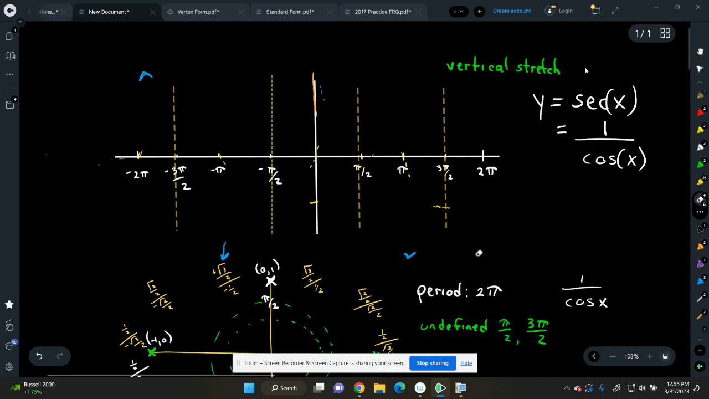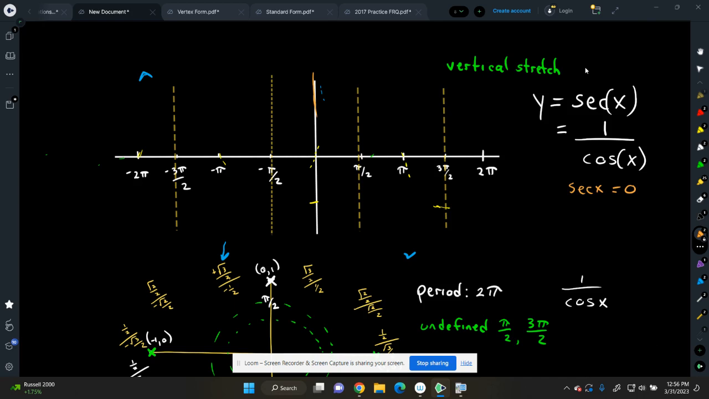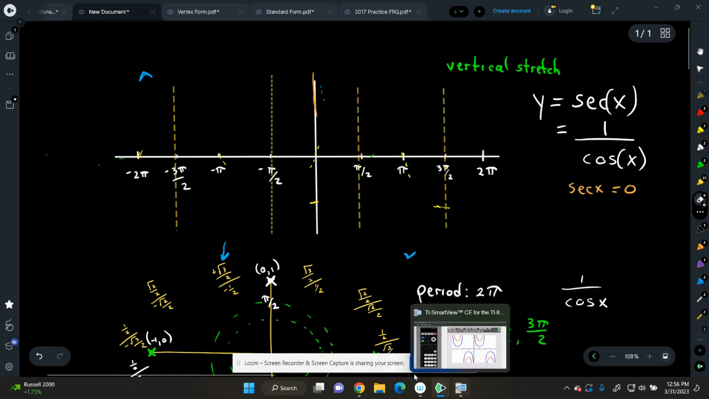Okay, so there's my asymptotes. Now let's talk about where secant x will equal 0. Will it equal 0 anywhere? No, because in order to equal 0, I'd have to have a 0 on the top, and that's not going to happen. So it's never going to cross the axis, right? All right, so let's see what it looks like.